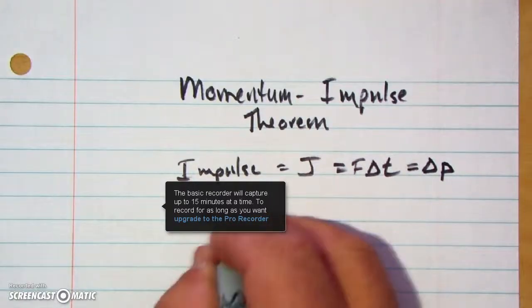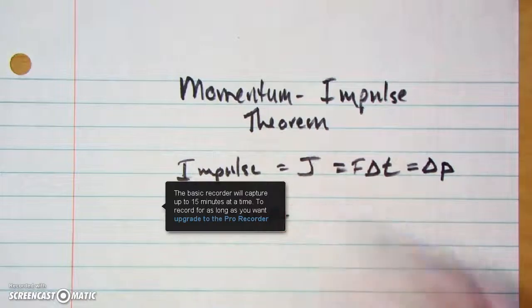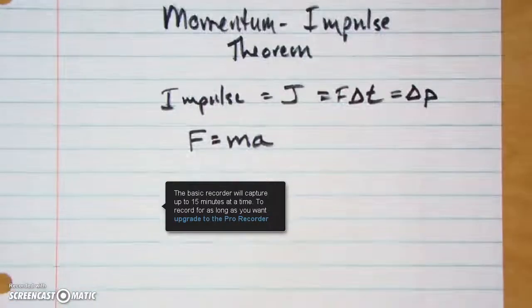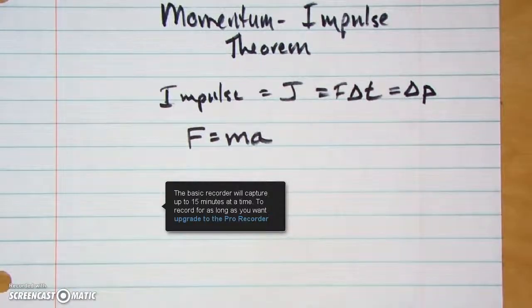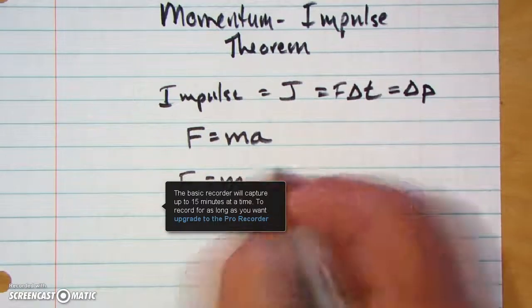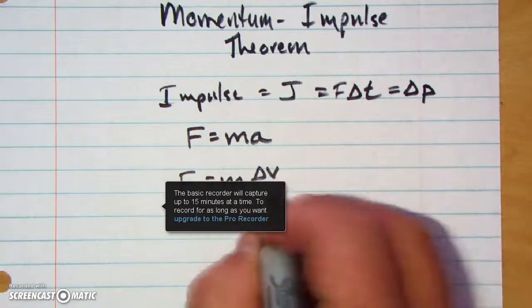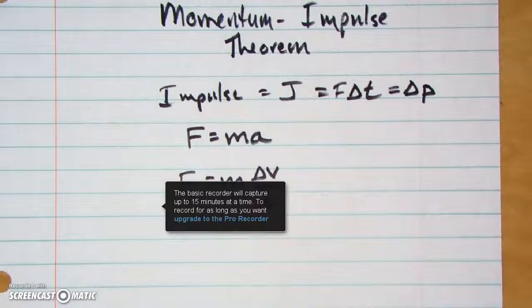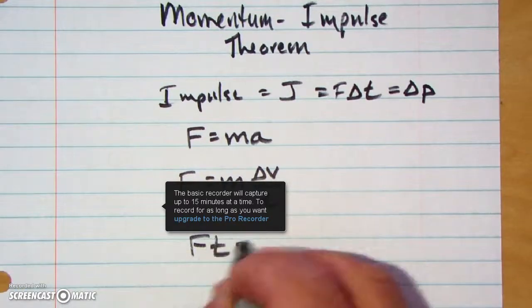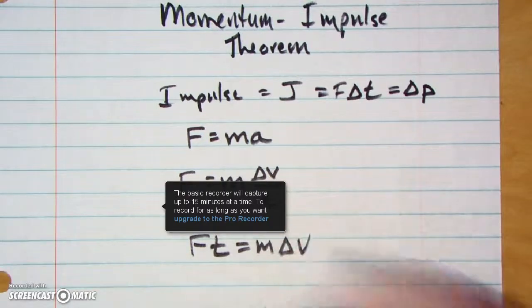Let's go back to Newton, and let's go back to his second law. It says that F is equal to m times a, and we know that. Well, what's a equal to? Well, a is equal to delta v over t. So now if I multiply both sides by t, I get Ft is equal to m delta v.